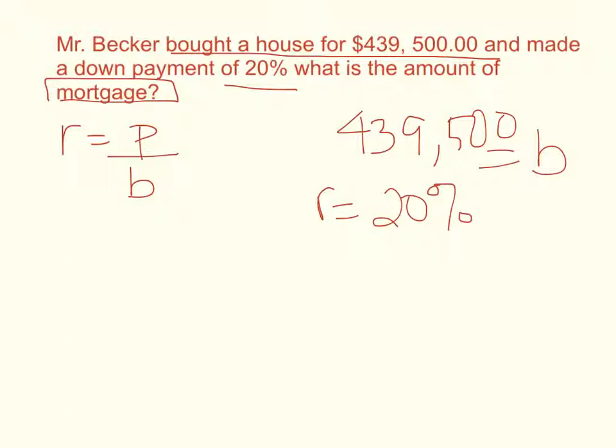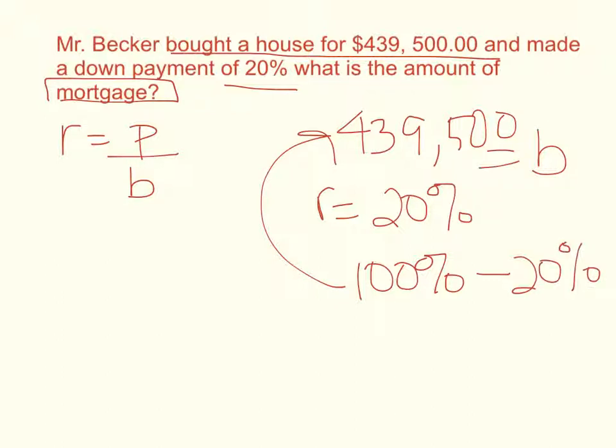So he put down 20%. So the mortgage, or the rate that we need to look at, is actually 100% of the total cost of the house, which is that $439,500, minus the down payment. So Mr. Becker has already put down 20%, so he has 80% remaining on that mortgage, or on that base. So now that is actually going to be our rate.